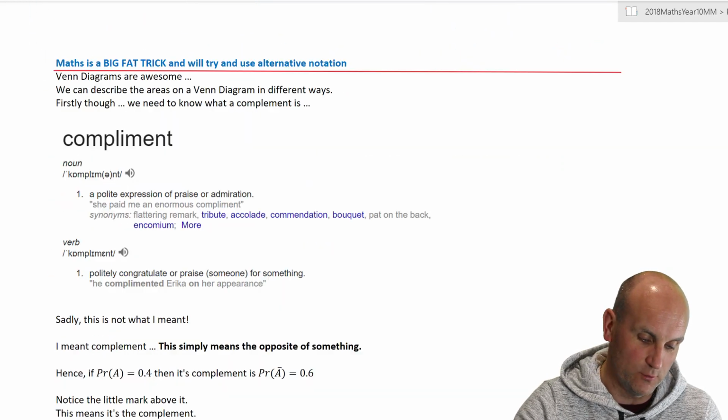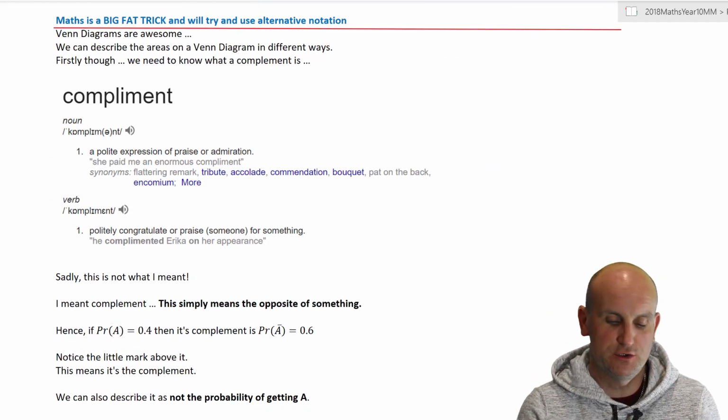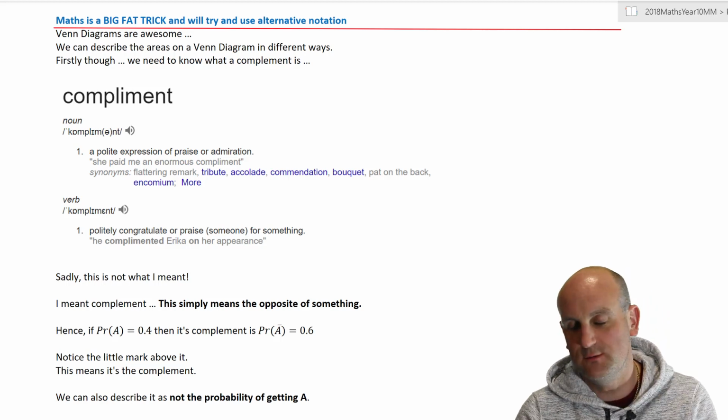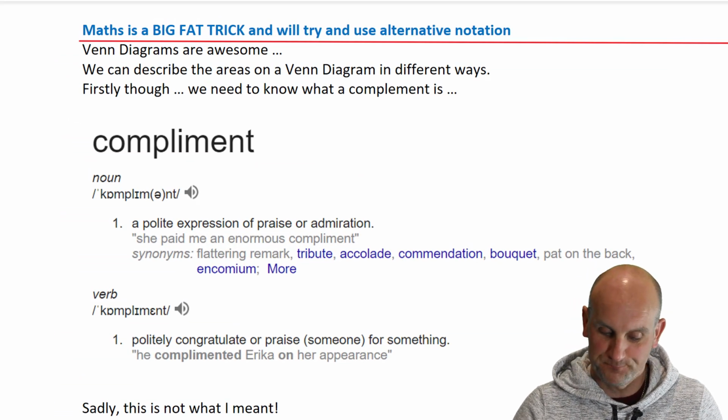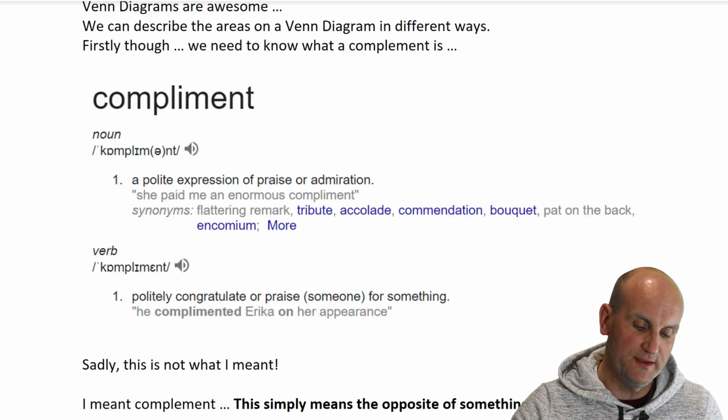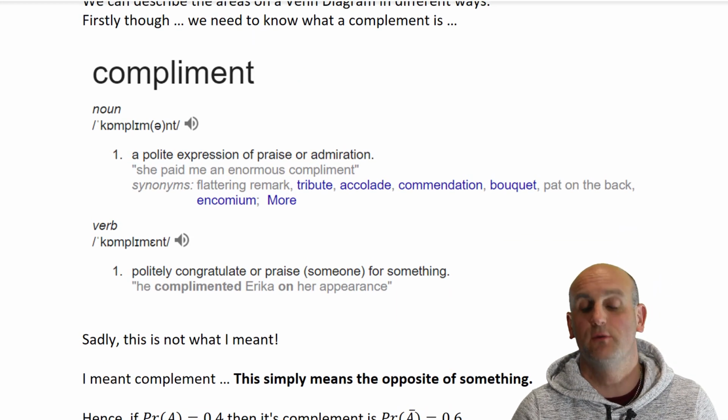This is freaking awesome. Now, math is a huge trick, and unfortunately we use alternative notation just to try and trick you. Venn diagrams are awesome, but we can describe things in different ways, and I suppose the first thing you need to know is what a complement is.